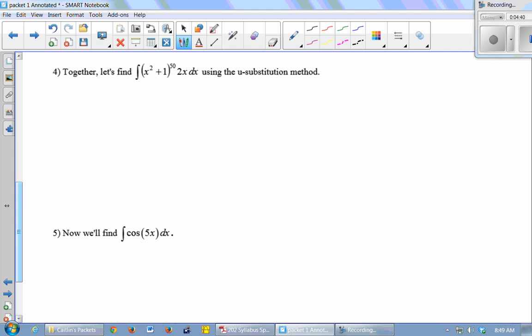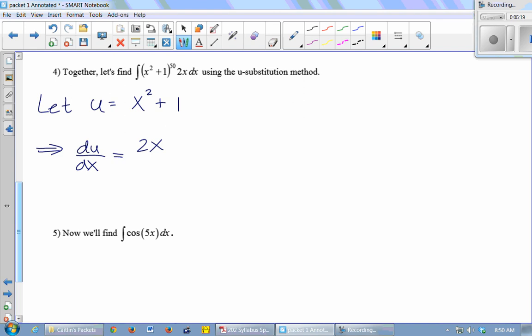Go ahead, say it again. x squared, can you make it even more complicated? x squared plus 1, because the derivative of x squared plus 1 is 2x, and 2x also shows up in the integrand. Okay, so we're going to say let u be x squared plus 1. All right, so that means that du dx would be what? 2x.